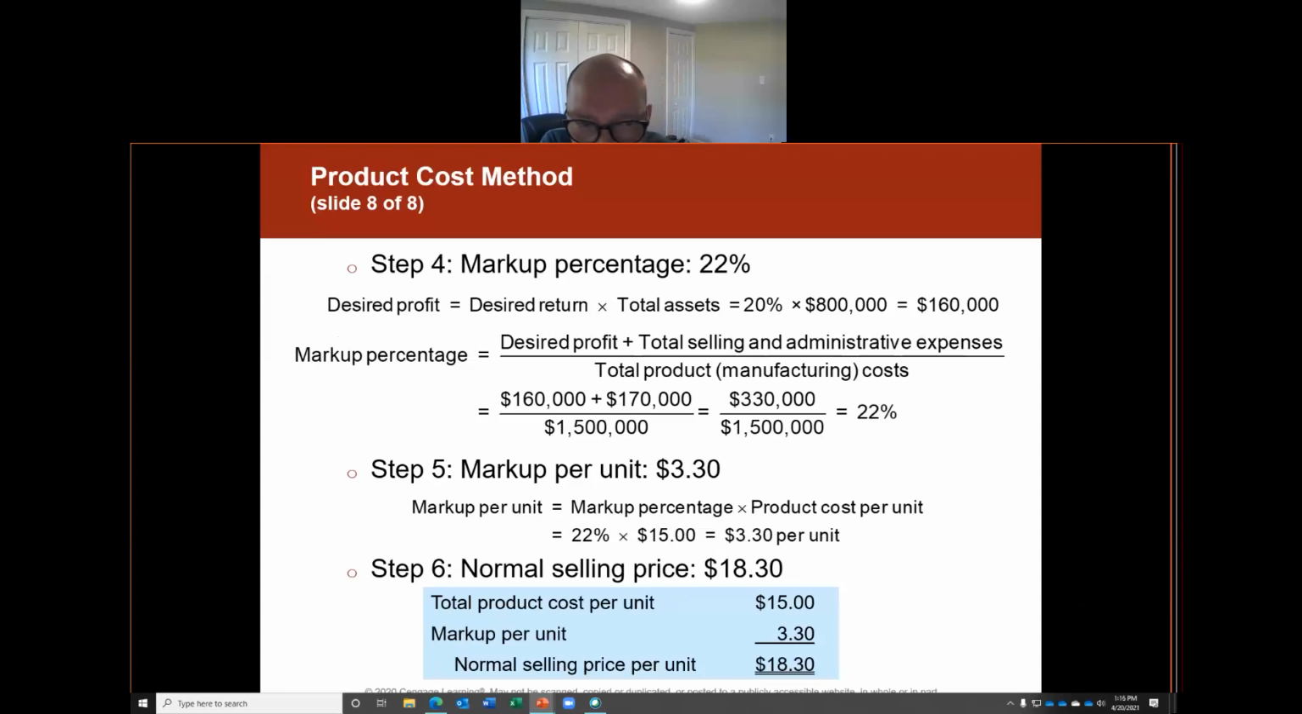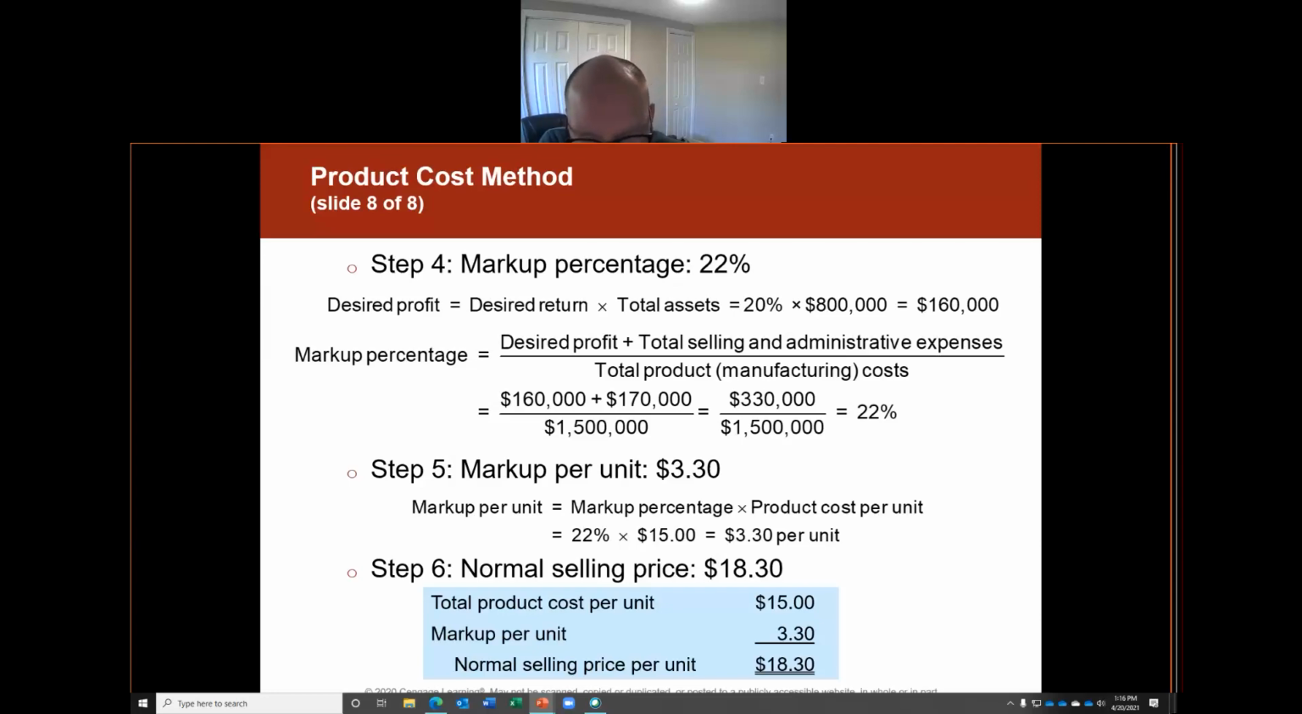Step 4, find the percentage, 22%. How do we get that? Desired return is 20% times total assets, $800,000, which gets me my desired profit of $160,000. Okay, got that part down. Desired profit $160,000 plus selling administrative expenses $170,000 divided by product manufacturing costs $1.5 million. That's $330,000 divided by $1.5 million, which is 22%.